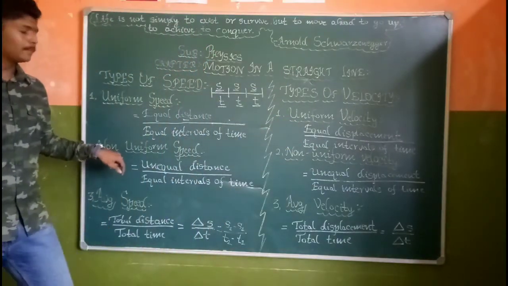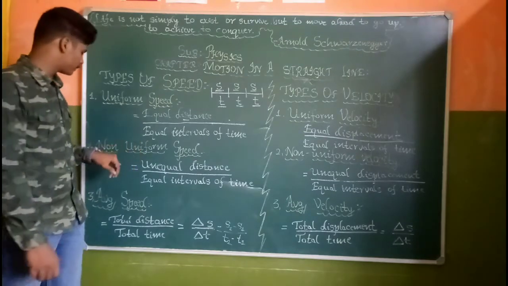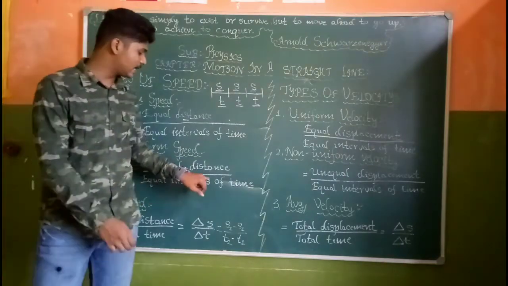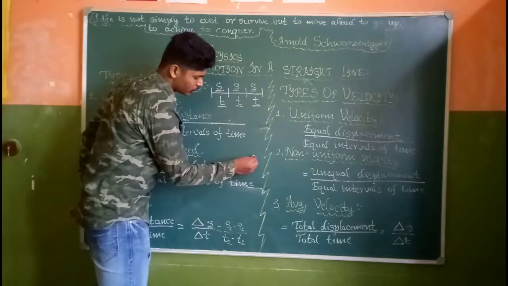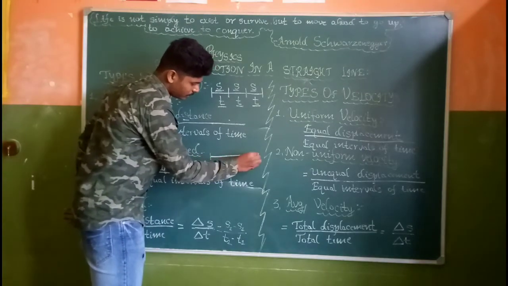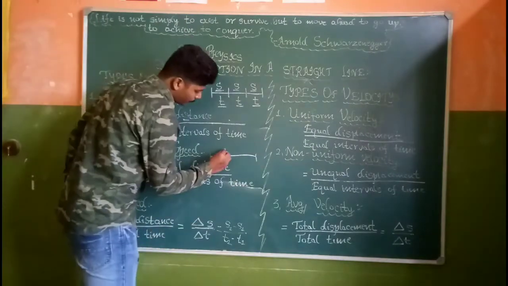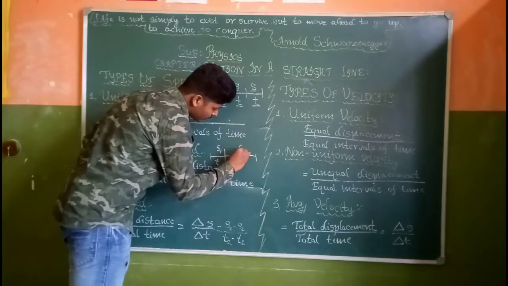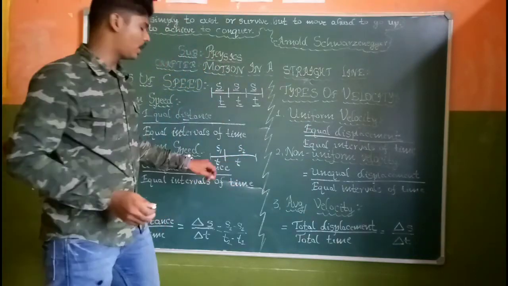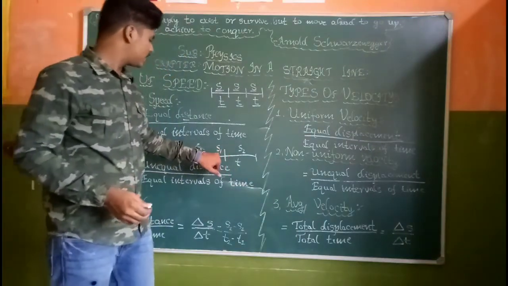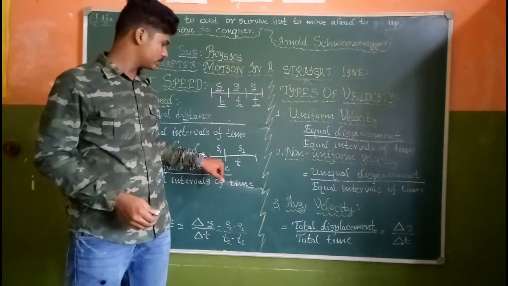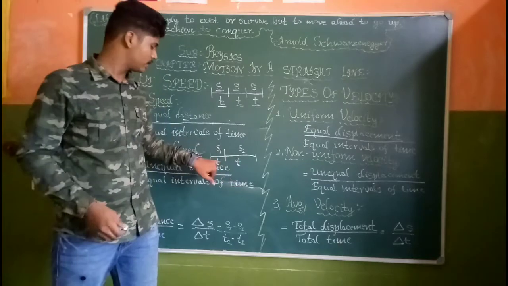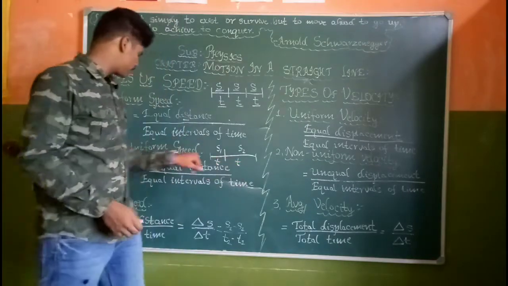Now let us discuss the second type of speed, that is non-uniform speed. Non-uniform speed is defined as unequal distances covered per equal intervals of time. I will show this. Consider this part. An object has covered s1 distance in time t and s2 distance in time t as well, but it has covered unequal distances in equal intervals of time. So this is non-uniform speed.